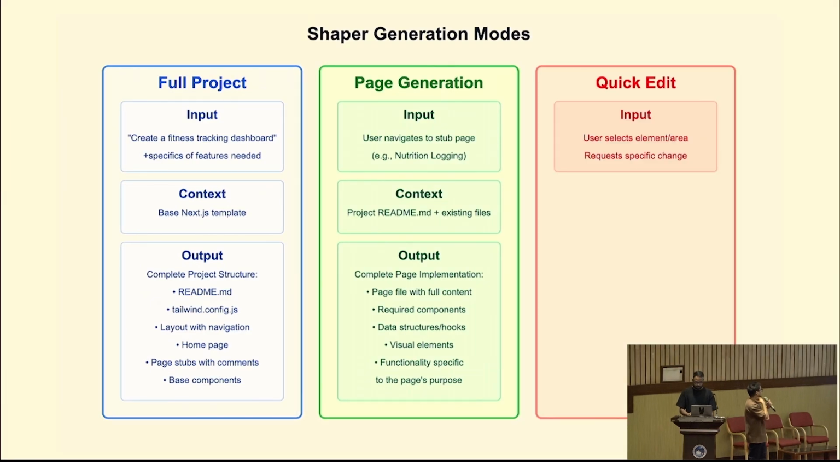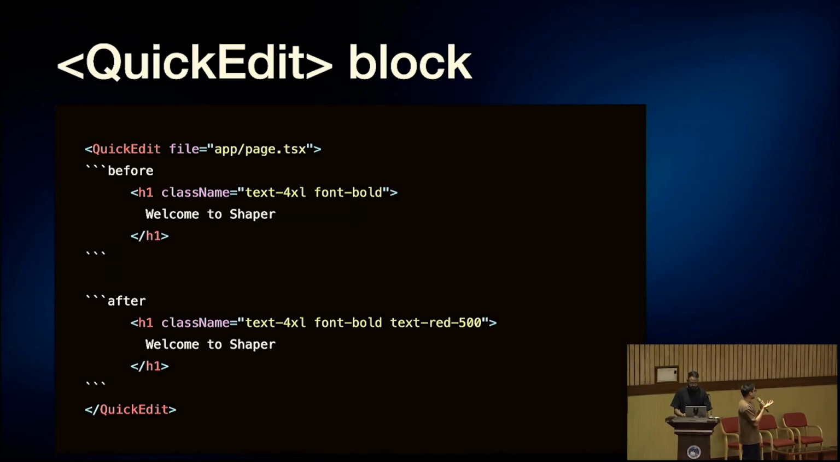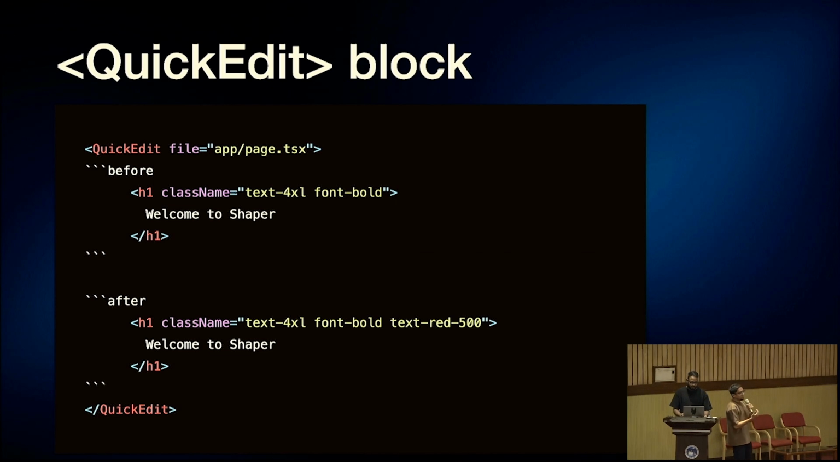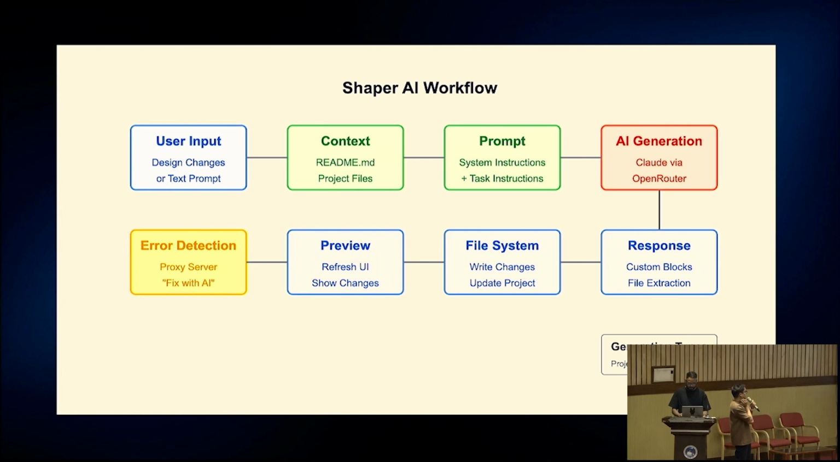Let's see an example of how this is done. So the selected code with surrounding text, and the code block looks like this. So we get the response in quick edit. It says the file name, and then it also gives us the before and after text, and we just run a simple find and replace on that particular file, that app/page.tsx.